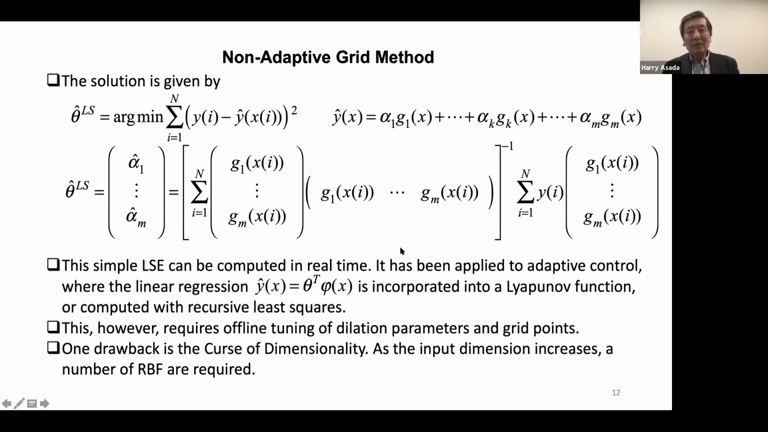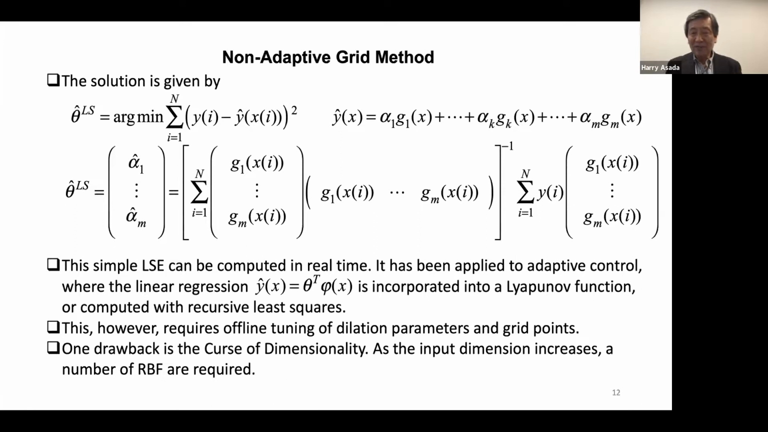But I know the problem with this, right? This, however, requires offline tuning of dilation parameters and the grid points. This one is really a question of grid points. An obvious drawback is the curse of dimensionality. The curse of dimensionality, right?